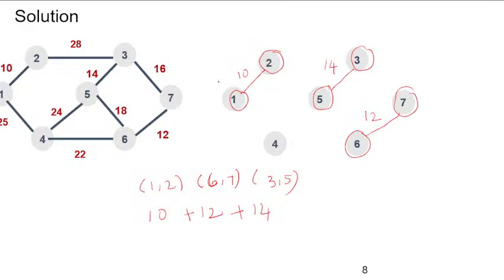And next we have to select, after this 14, the next least is 3 to 7. So 3 to 7, that is 16. So 3 to 7, the cost is 16. Next we have to select, after this 16, the next minimum, which is 22. So 4 to 6, yes, 4 to 6 next. So the edge cost is 22.